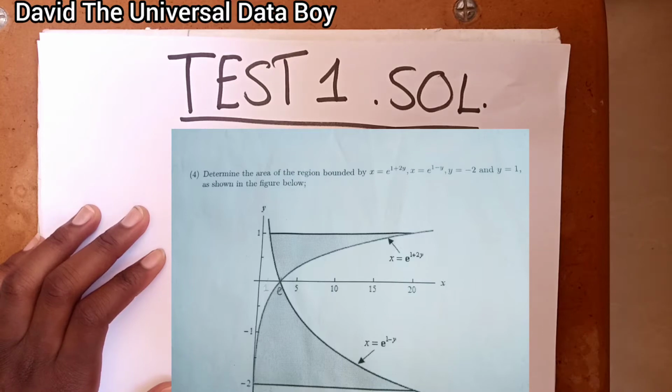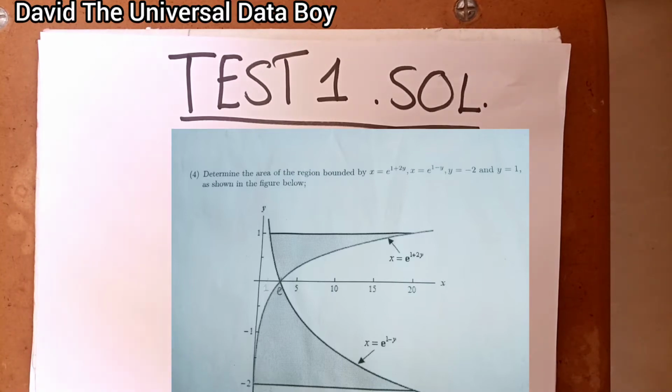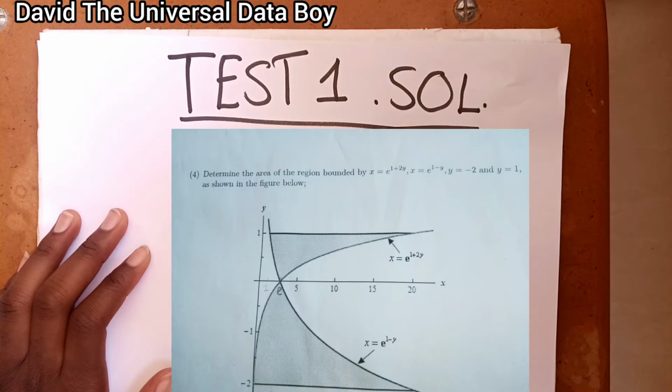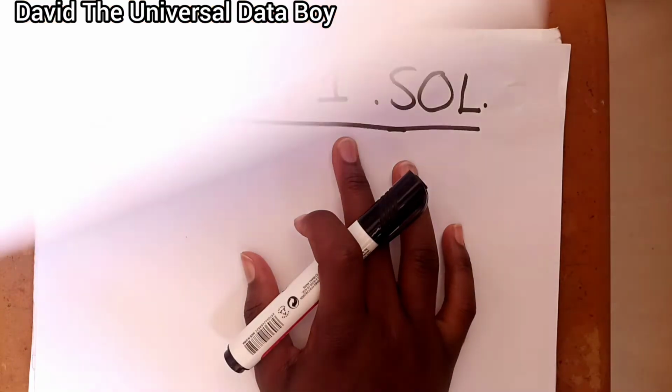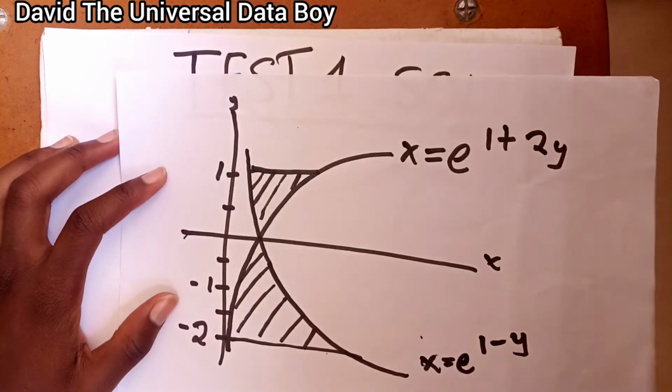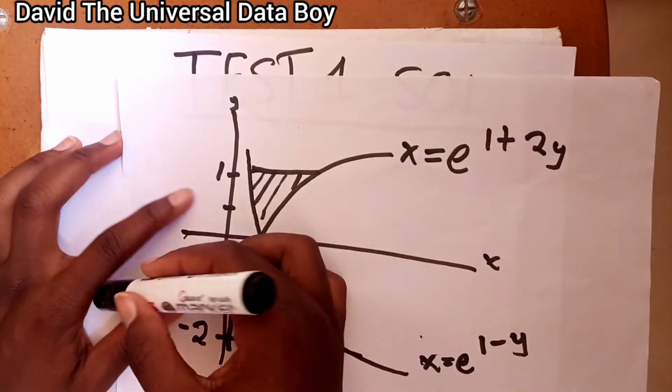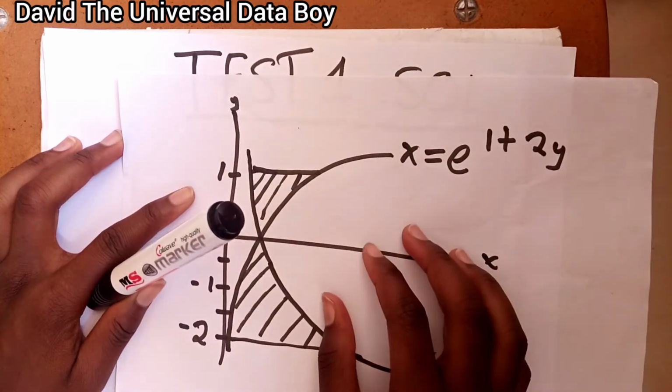Question 4 says determine the area of the region bounded by x is equal to 1, x is equal to e to the power 1 plus y, and x is equal to e to the power 1 minus y, where y is equal to negative 1 and y is equal to negative 2. So now we're being given something like this. My drawing was rough, but I've put up the original question on the screen.